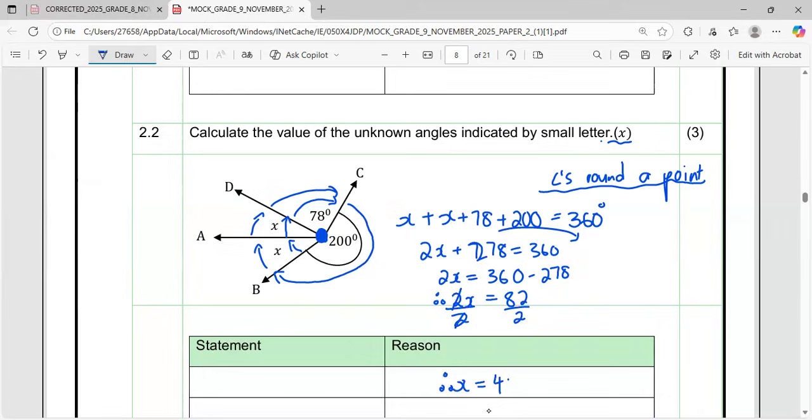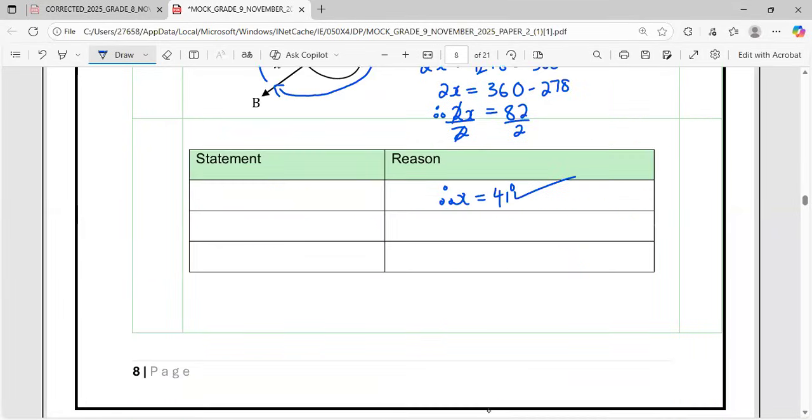So when this is marked, this reasoning is very important. So you should put your reason there. It's very important. And then secondly, your statement is correct, you're given a mark. And lastly, your final answer, you're also given a mark. So make sure that those 3 marks, your mark allocation, is very important.